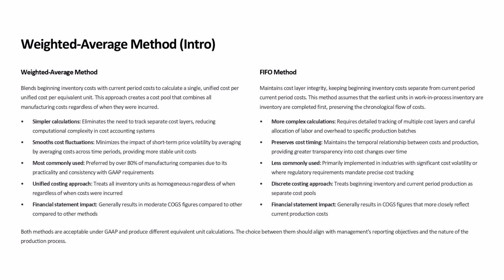For most manufacturers, weighted average offers a practical compromise between accuracy and computational simplicity, which is why it dominates in practice. Companies like General Mills use weighted average because it smooths cost fluctuations between periods, creating more stable product costing. The differences between methods become particularly significant when costs change dramatically between periods or when substantial quantities of work remain in process at period end.